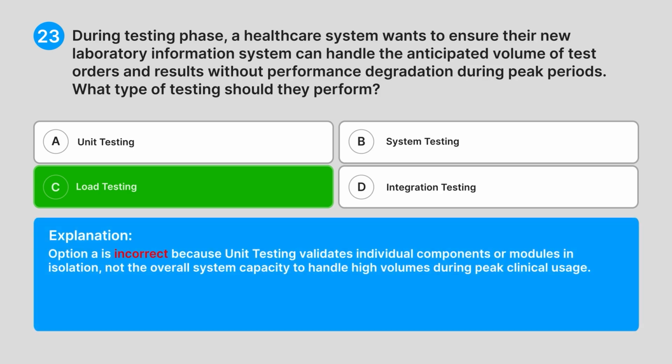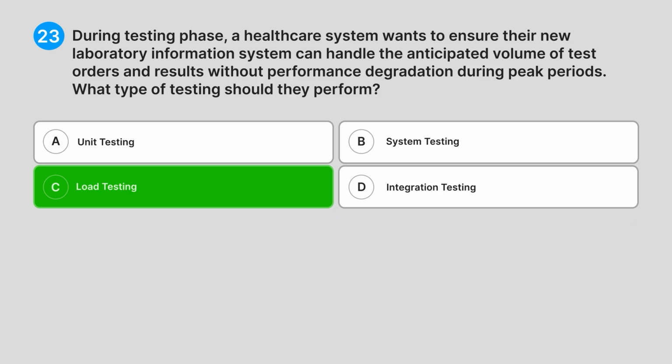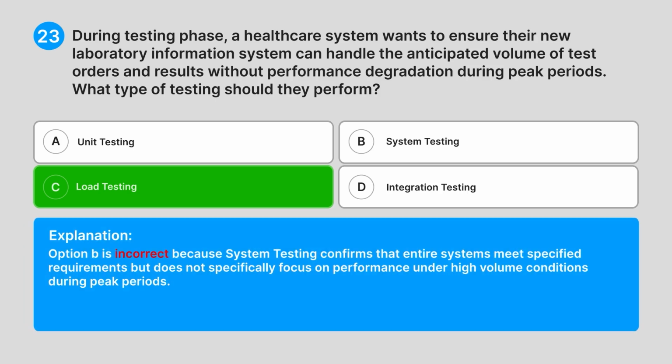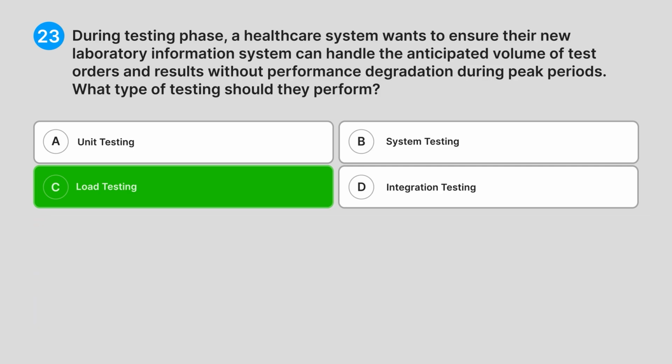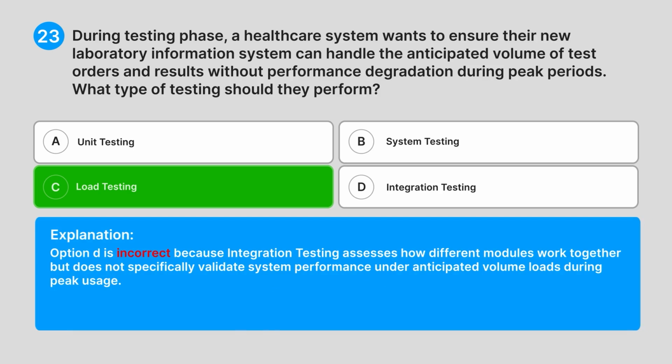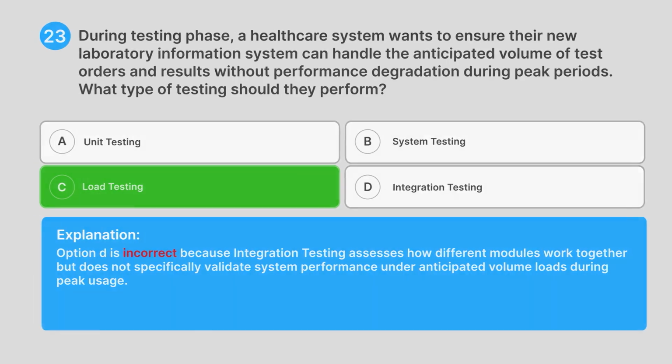Option A is incorrect because unit testing validates individual components or modules in isolation, not the overall system capacity to handle high volumes during peak clinical usage. Option B is incorrect because system testing confirms that entire systems meet specified requirements, but does not specifically focus on performance under high volume conditions during peak periods. Option D is incorrect because integration testing assesses how different modules work together, but does not specifically validate system performance under anticipated volume loads during peak usage.